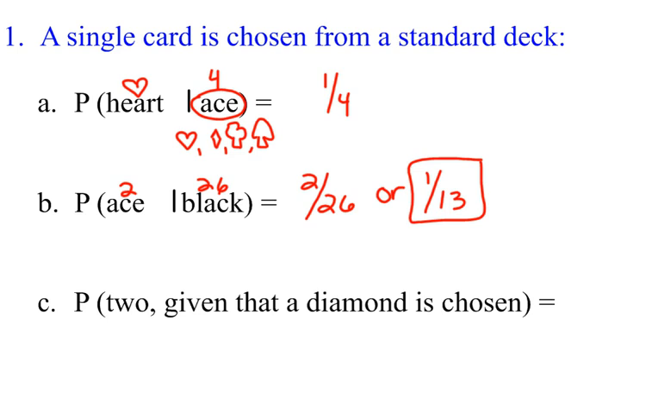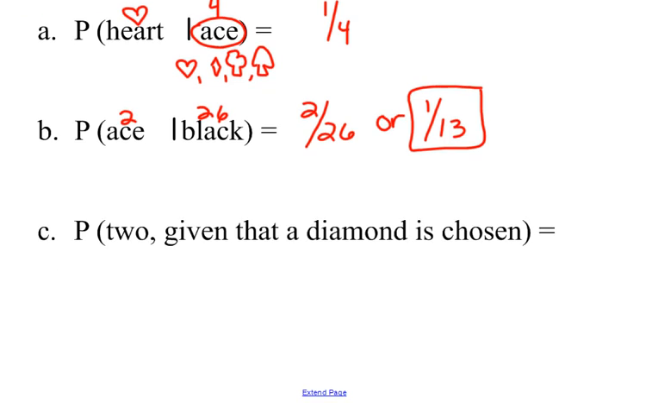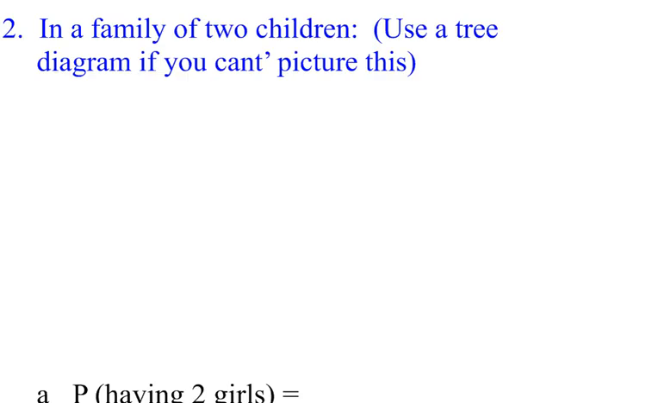Then C says, given that a diamond is chosen, what's the probability of getting a 2? There are 13 diamonds. How many diamonds are the number 2? Just 1, right? So our probability would be 1/13. Hopefully that makes sense to you for those conditionals there.